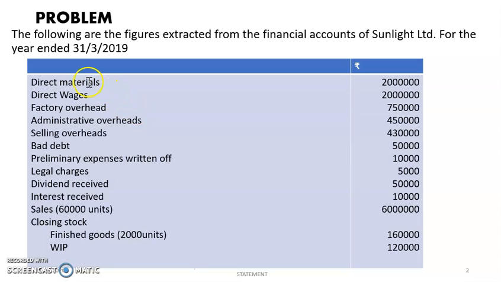So first part says material, wages and overheads, factory overheads, which becomes a part of the trading account. And then you have the sales and the closing stock. Okay. And then all other expenses will be debited to the profit and loss account and incomes will be credited to profit and loss account. So if you see, these are all expenses: administrative, selling overheads, bad debts, preliminary expenses written off, legal charges, dividend received is income, interest received is income. Okay, sales and closing stock.